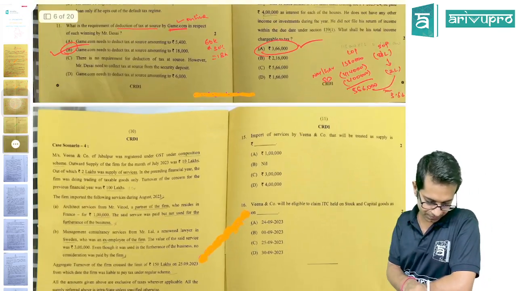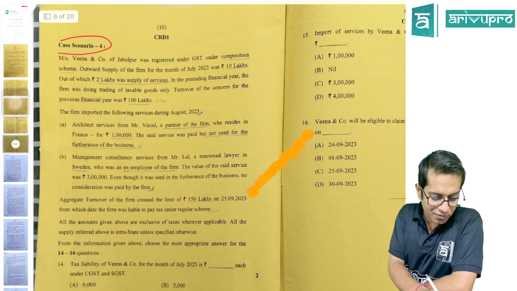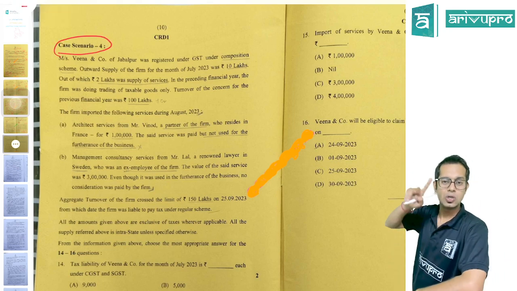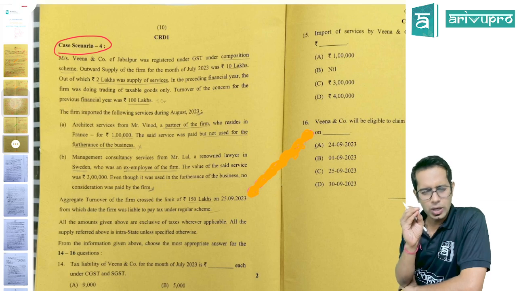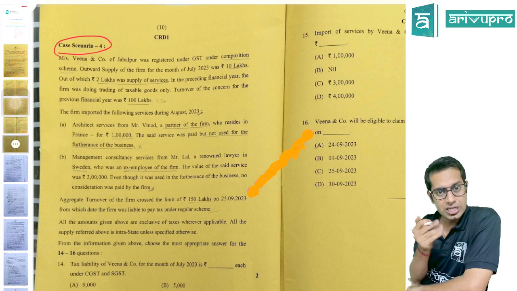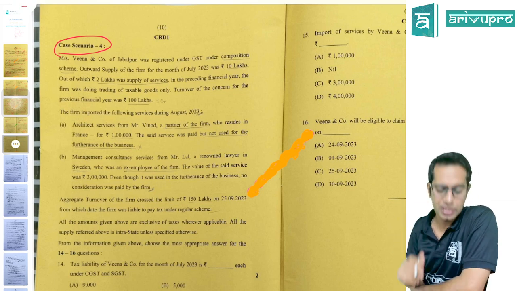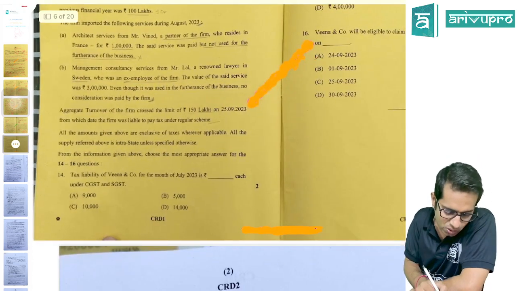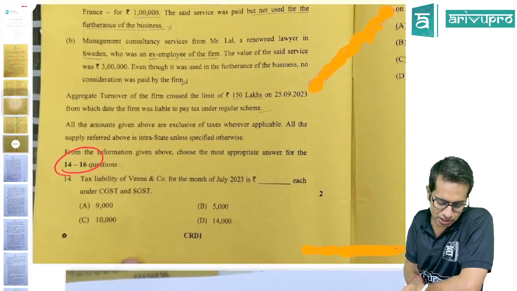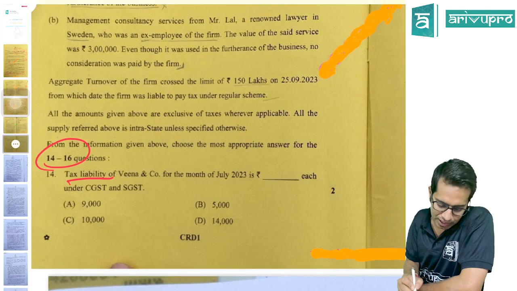Next. Case number 4. So these two questions, case number 2 and 3, were with respect to your income tax. Case number 1 was with respect to GST. Now case number 4, obviously it should be with respect to GST. Now I'll directly go to questions. Question number 14 to question number 16. Tax liability of Veena, you have to find.